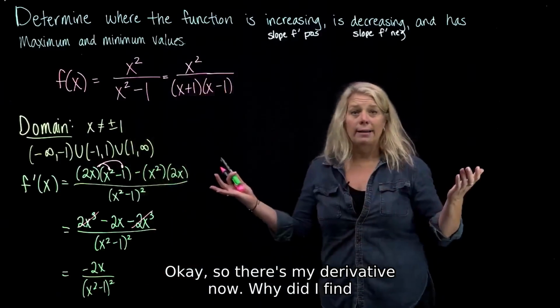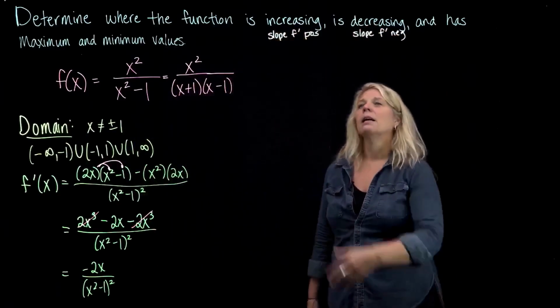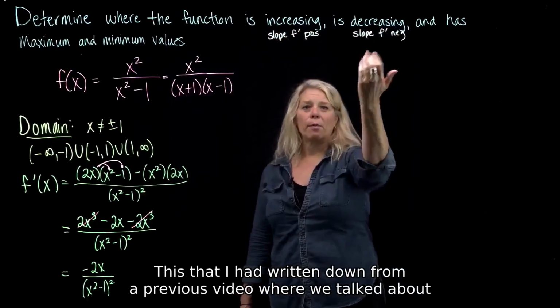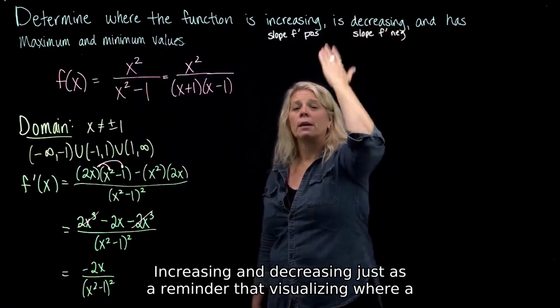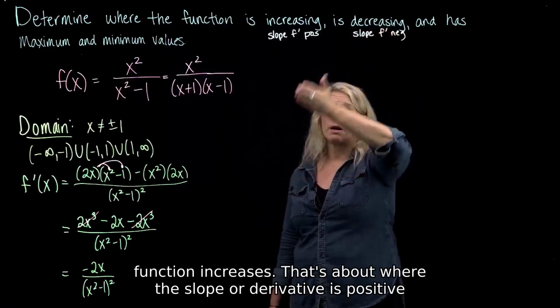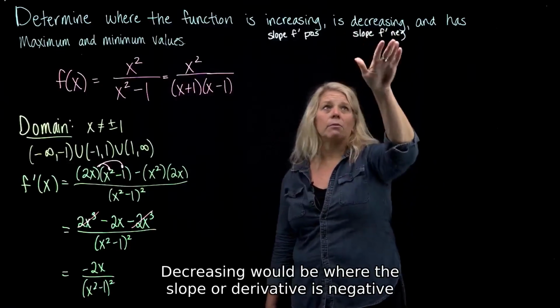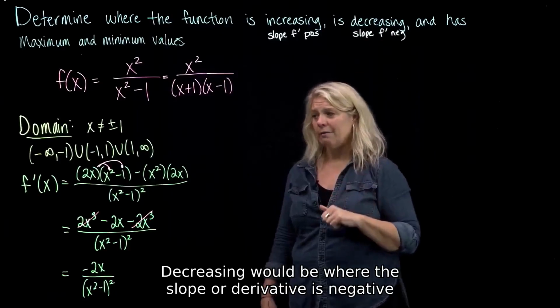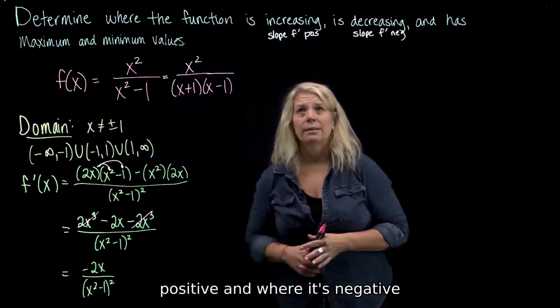Now, why did I find the derivative? It didn't really say derivative in here anywhere, right? This that I had written down is from a previous video where we talked about increasing and decreasing. Just as a reminder that visualizing where a function increases, that's about where the slope or derivative is positive. Decreasing would be where the slope or derivative is negative. So ultimately what I want to decide is where that derivative is positive and where it's negative.